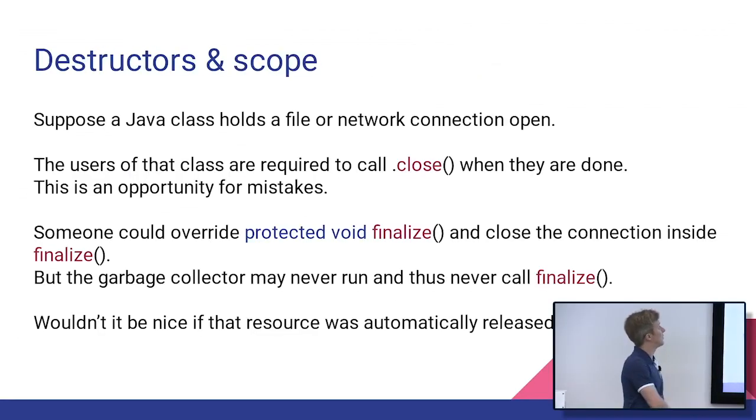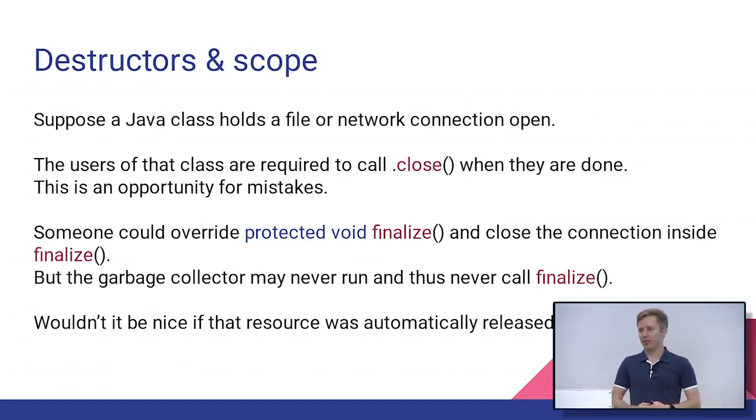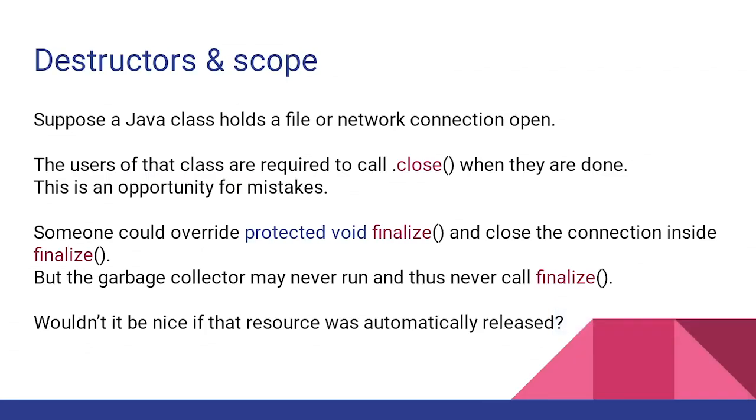OK, destructors and scope. So imagine we're in Java land, and we have a class that represents some sort of resource, like a network connection or a database connection file, something like that. We don't have deterministic destruction in Java, which means if I am currently using this file, and then I'm done with it, and I get rid of my reference, the reference is still in memory until garbage collection happens. I don't know when garbage collection is going to happen. It might never happen. And so I don't actually know when the destructor is going to get called, so it may never actually release the resource. So that's kind of a problem.